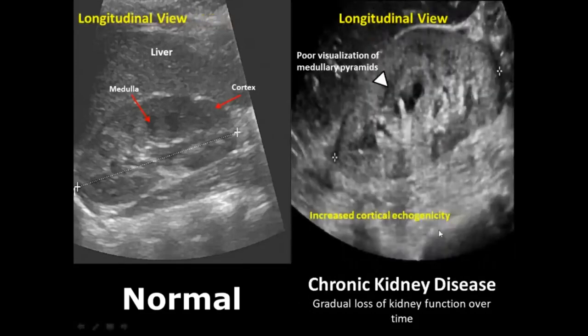Chronic kidney disease also causes increased echogenicity of the kidney along with some poor visualization of structures such as the medullary pyramids. We do not see them very clearly in this image.